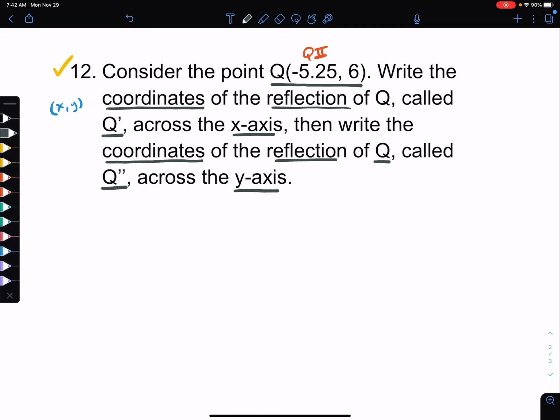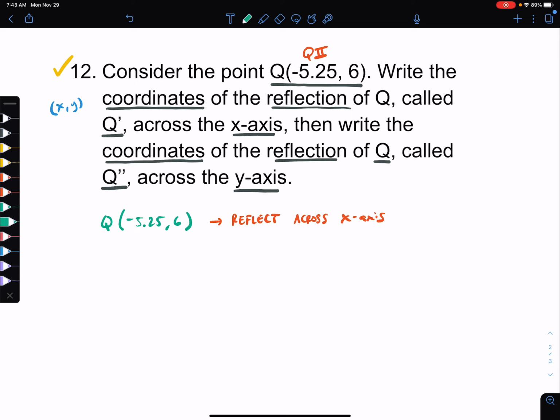Okay, so let's go ahead and write these two down. We know Q is here. Q is located at (-5.25, 6). So if we want to go across, I'll call this reflect across the x-axis, then what's going to happen?